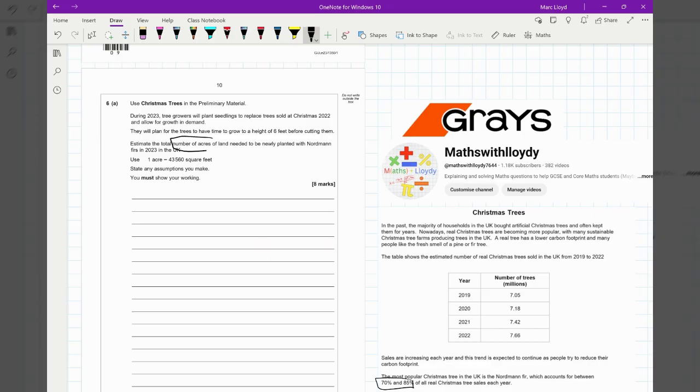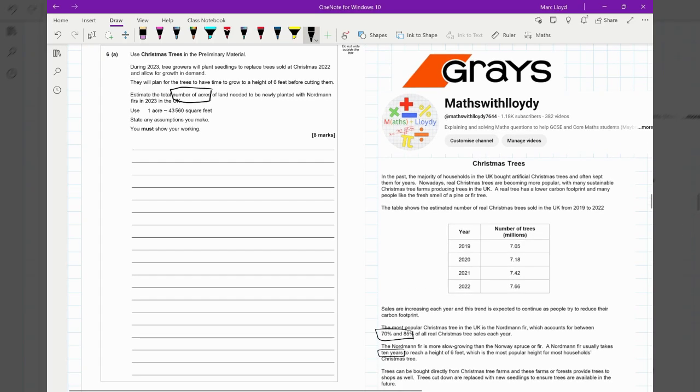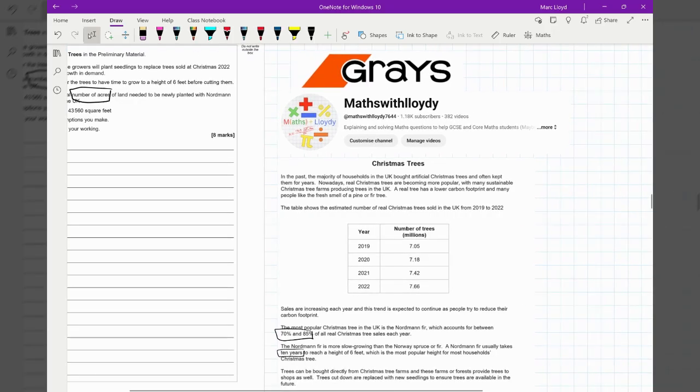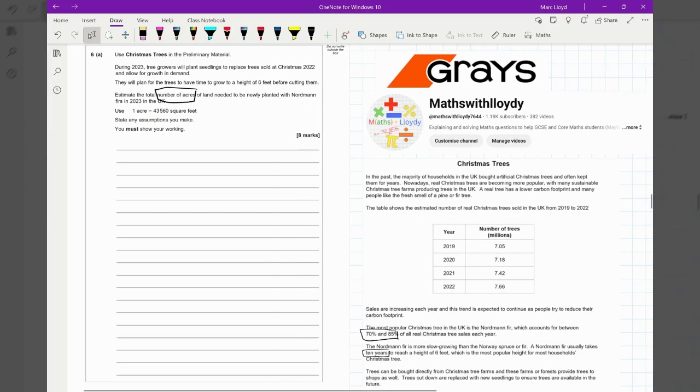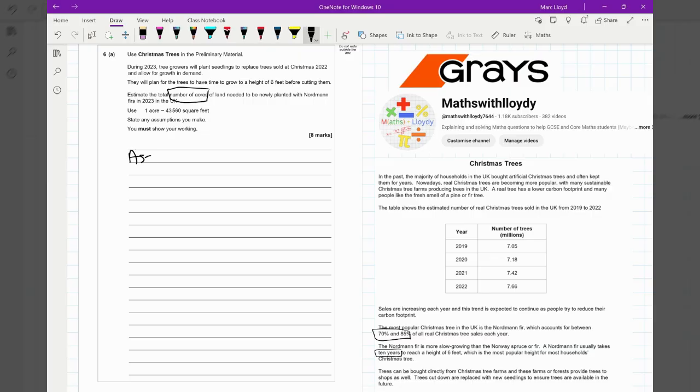So it's the number of acres that we require. Now then, numbers of trees. We've got a table on the right hand side. My first assumption is to assume an increase of, I just want to run some numbers, 7.18 subtract and then divide that by 7.05. Yes, roughly, and assume an increase of 2%.